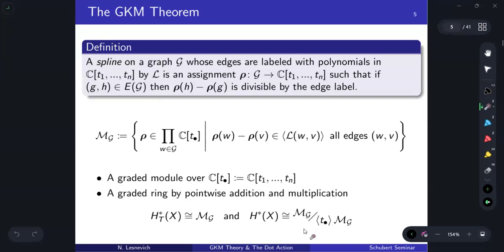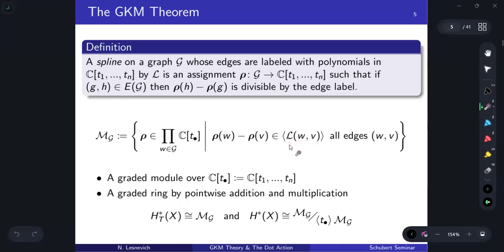So, what does this actually tell us about cohomology? The GKM theorem. We need a definition to start: a spline on a graph with this edge labeling is an assignment of polynomials to vertices such that along every edge, where we have two polynomials on either side, the difference needs to be divisible by whatever label we see there, or equivalently, it needs to be in the ideal generated by it. That's how I have it written over here.